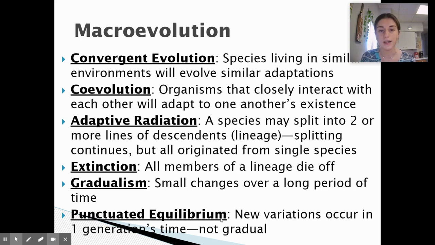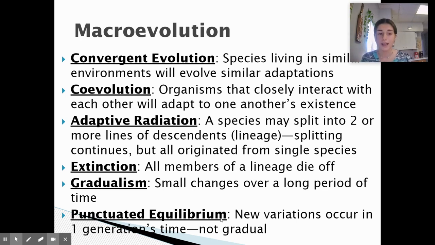Next, we have adaptive radiation, and this is where a species may split into two or more lines of descendants or lineages, and then splitting continues, but they originated from a single species. So there was one species, and then it split into two different species, descendants, and then it split again into other descendants, but they all have that one common ancestor.